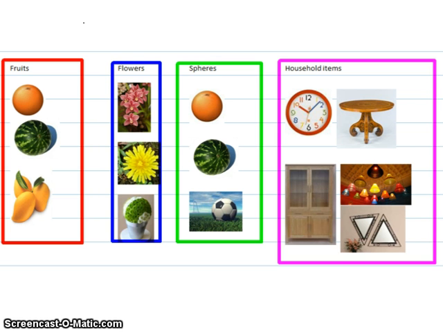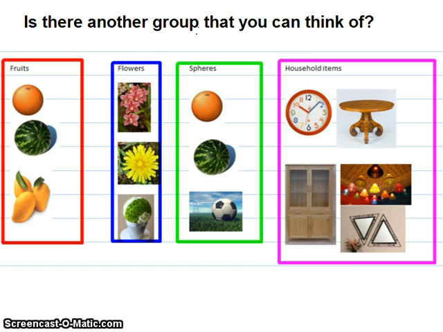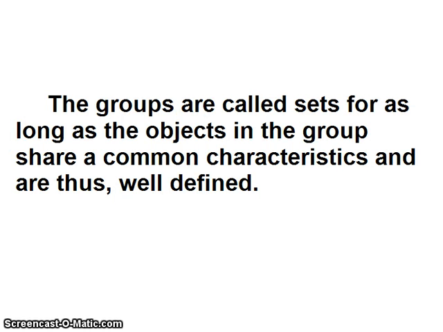I have created 4 groups from the original set of objects. I have a group of fruits, a group of flowers, a group of spheres, and a group of household items. But is there another group that you can think of? Those groups are called sets, for as long as the objects in the group share a common characteristic and thus are well-defined.